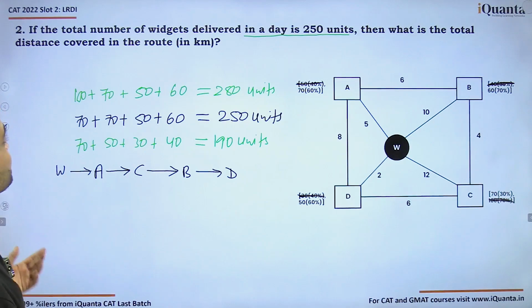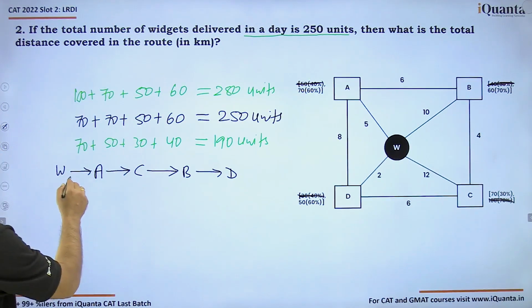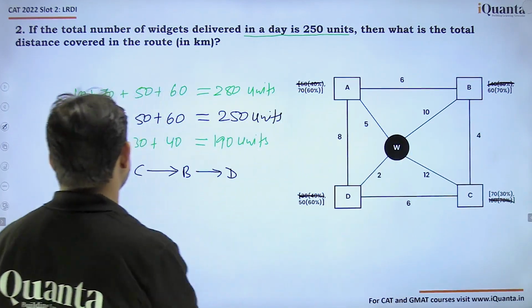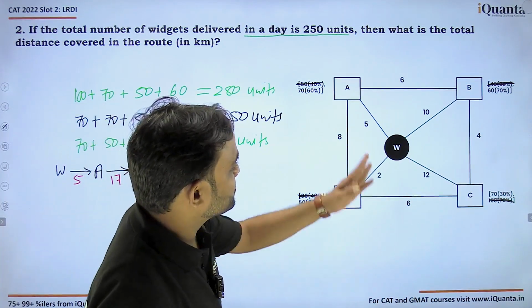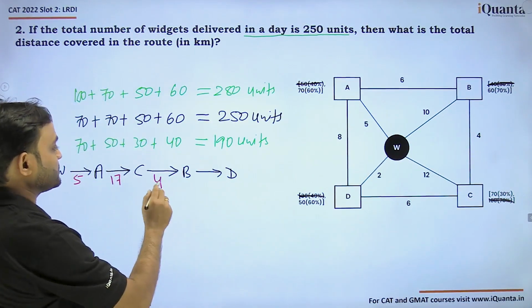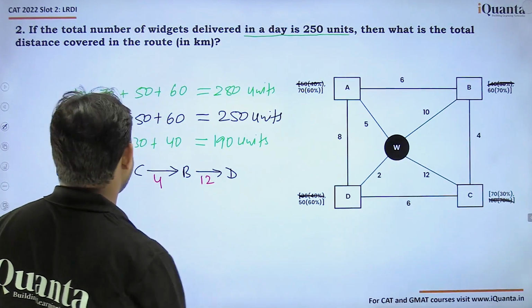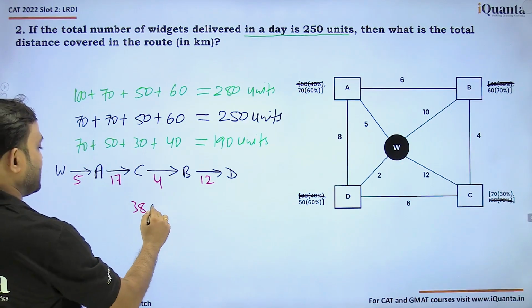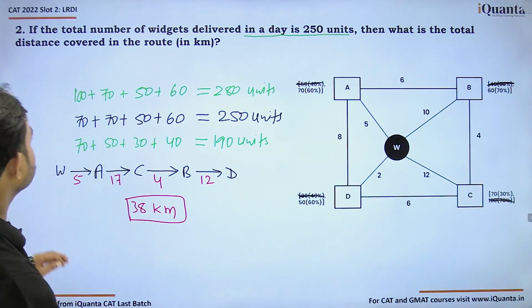Now, what's the total distance covered? From W to A, it's 5 units. From A to C, it's 12 plus 5, 17 units. From C to B, it's 4 units. And from B to D, it will be 12 units. If we add all these values, 12 plus 16, 38 kilometer is our answer for second question.